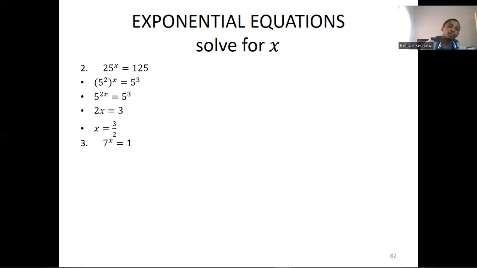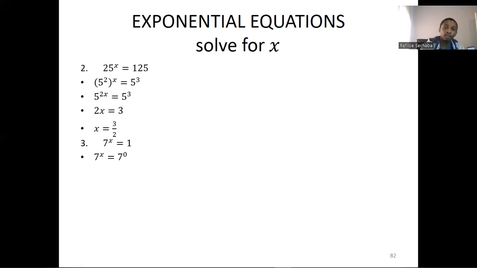What about 7 to the exponent of x is equal to 1? Now, this is a little bit tricky because on the right-hand side, you're just given 1. But the rule here is that you need to have the same bases on both sides. The advantage with 1 is that you can change it to any base that you want, as long as that base is raised to the exponent of 0. So I can change that 1 to 7 raised to the exponent of 0 to ensure that I've got the same bases on both sides.